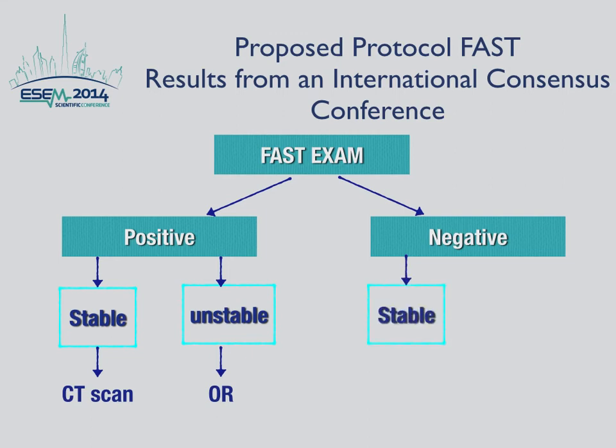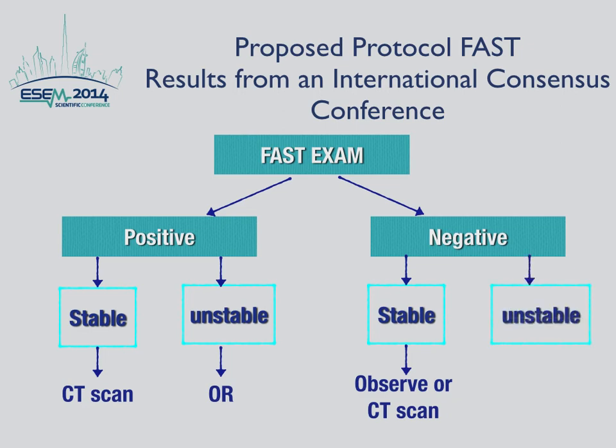On the other hand, if you perform the FAST exam and the FAST exam is negative and the patient is hemodynamically stable, they recommend that the workup is at the discretion of the physician, either to observe or perform a CT scan. On the other hand, if the FAST exam is negative and the patient is unstable, they suggest looking for other sources for the potential causes of instability. For example, a C-spine injury with neurogenic shock.